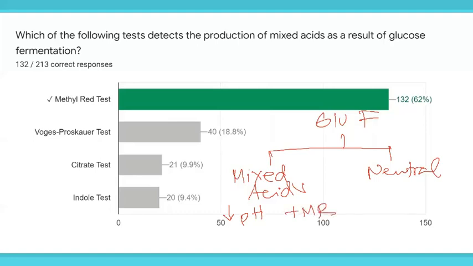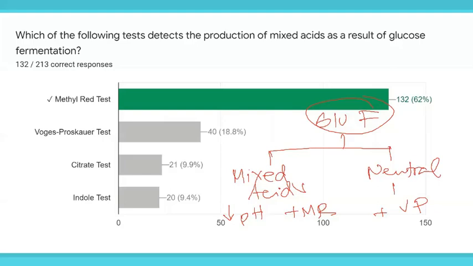Again, please remember for the neutral pathway, the test would be your Voges-Proskauer. So your methyl red and Voges-Proskauer actually work hand in hand for you to identify which pathway of glucose fermentation is being used by the organism. Now remember, all Enterobacteriaceae are glucose fermenters. So they have to choose between these two pathways on how they would ferment glucose. So all Enterobacteriaceae would either be MR or VP positive. But they can never be positive for both since they have to choose only between these two pathways.